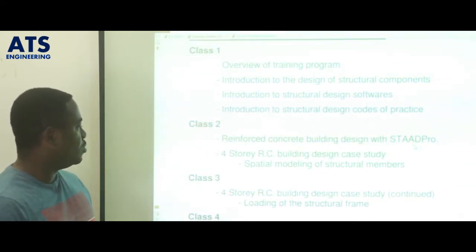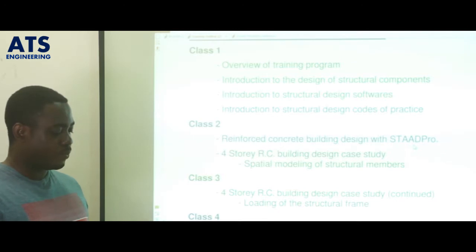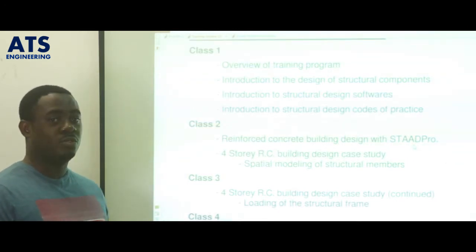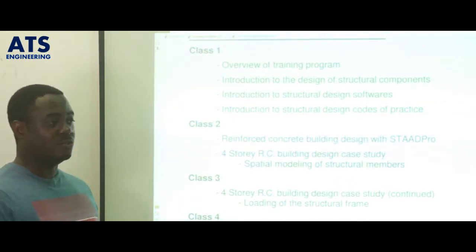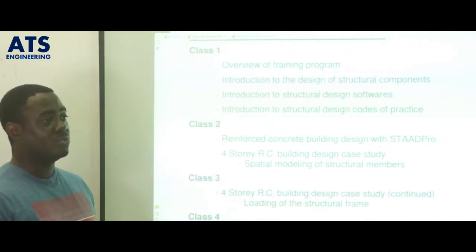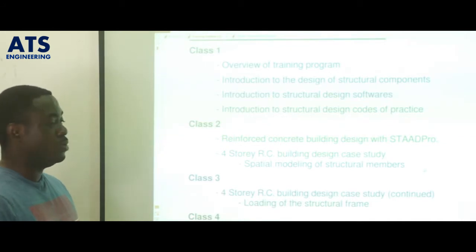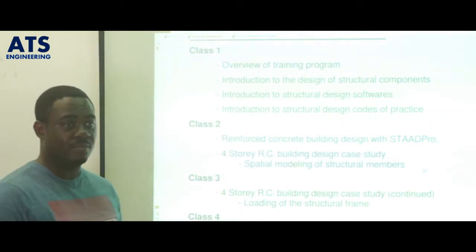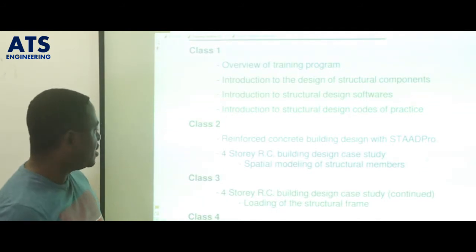In the second class, we usually start with modeling of structural members, and we use reinforced concrete building design as a case study, because it's assumed that that's the familiar terrain that everybody can relate with based on what we learn in school. So we'll be doing a 4-story design case study, and we'll do it from start to finish. We'll start with modeling the members, the beams, the columns, the slabs in 3-dimensional space.